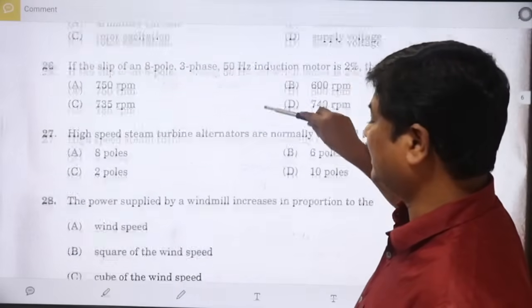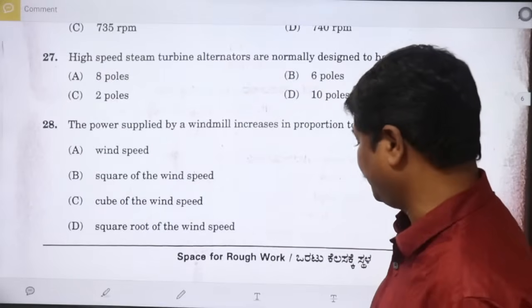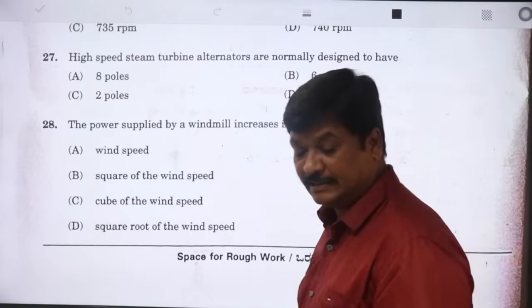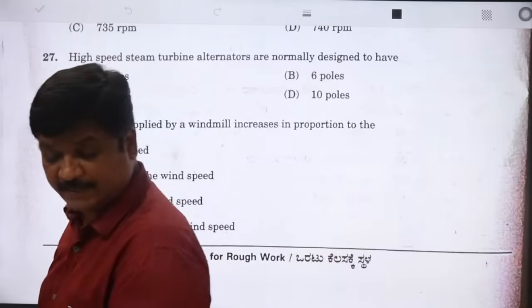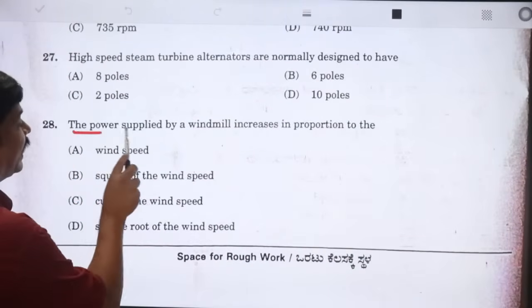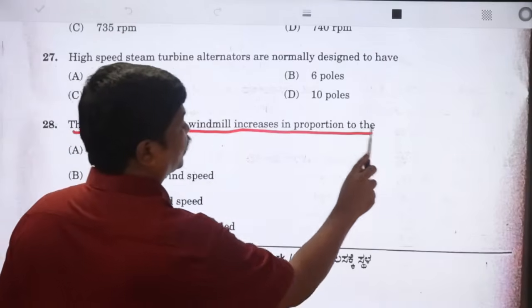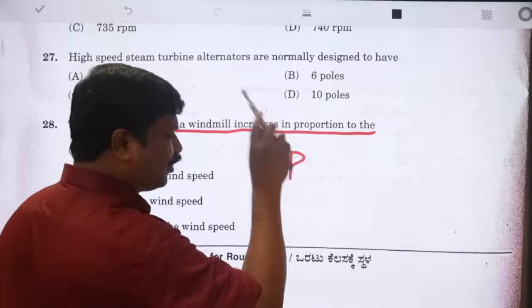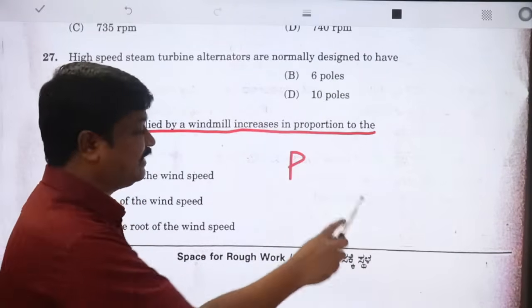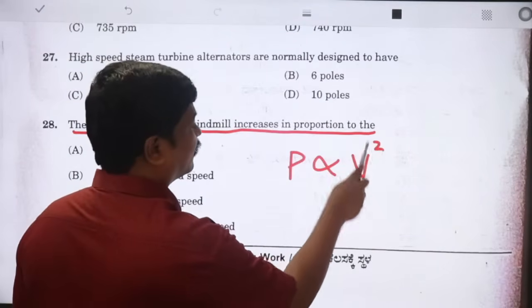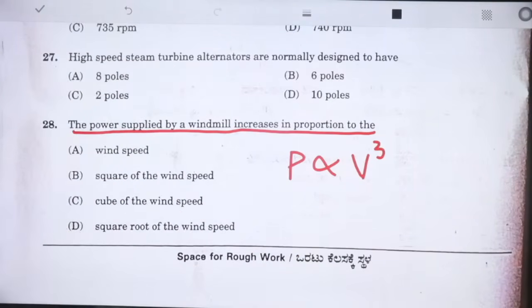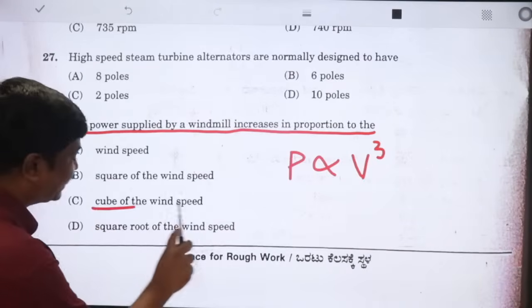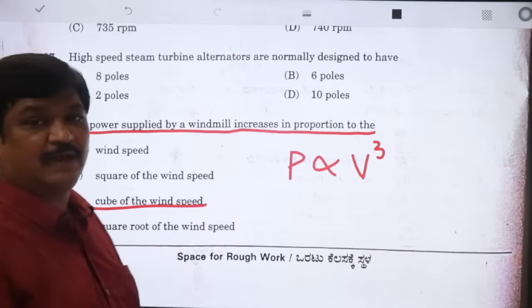We will come to my topics. Now see here. This is a non-conventional energy source, power related thing. The power supplied by a windmill increases in proportion to, the power supplied in a windmill. Only important question, several times this question is given. Power is half rho A V cubed, so it is proportional to the cube of the wind speed. Cube of the wind speed.